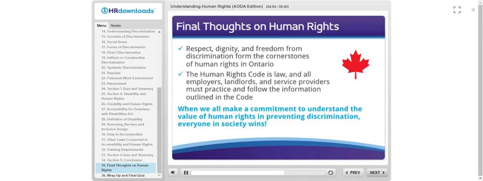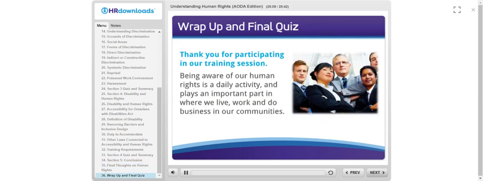Human rights complaints can be costly to employers, landlords, and other service providers through compensation claims and other grievances. When we all make a commitment to understand the value of human rights in preventing discrimination, everyone in society wins. Trust you have enjoyed learning more about human rights and have gained a greater understanding of discriminatory practices and situations. Being aware of our human rights is a daily activity and plays an important part in where we live, where we work, in our communities, and where we do business.